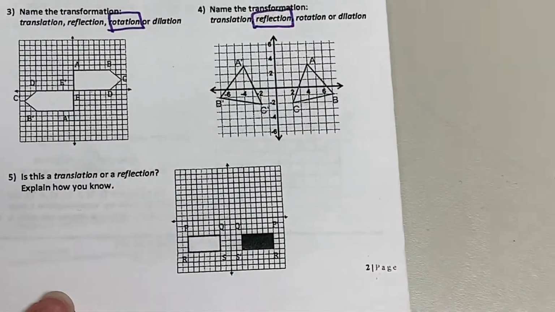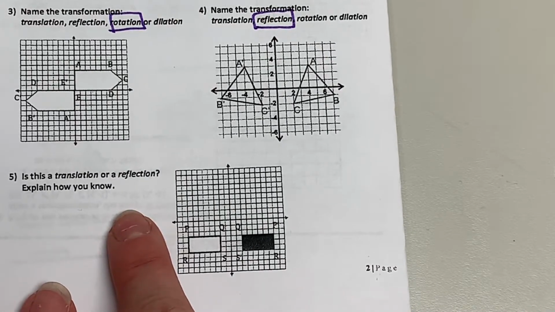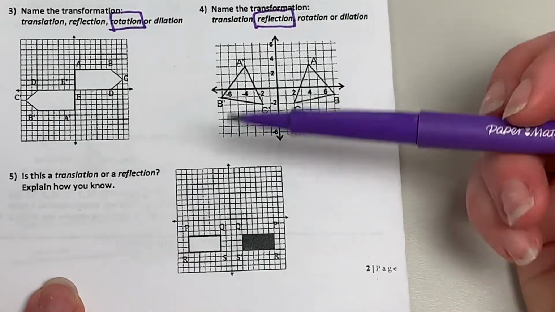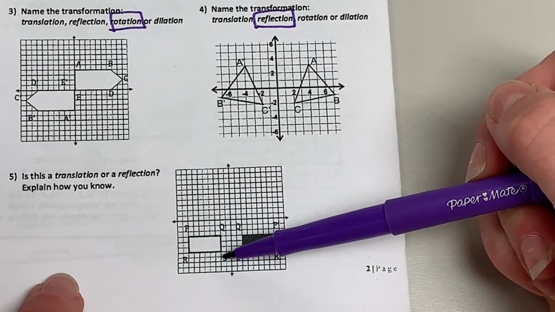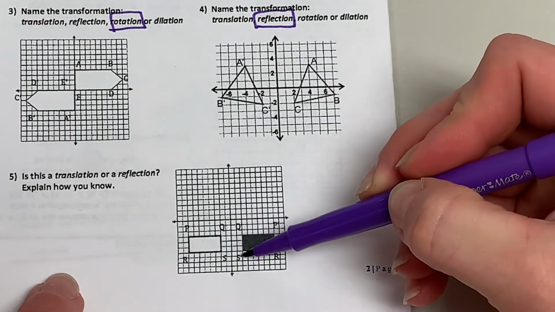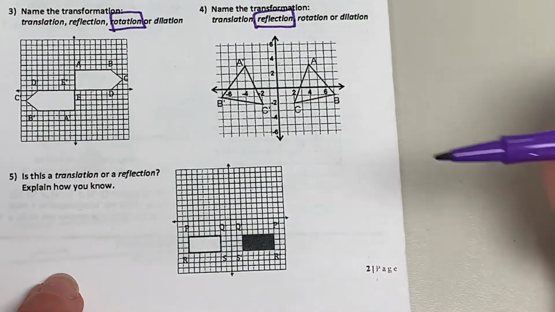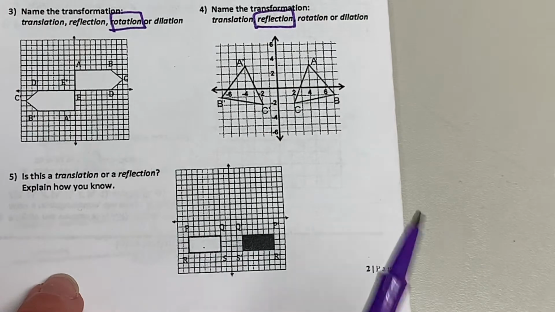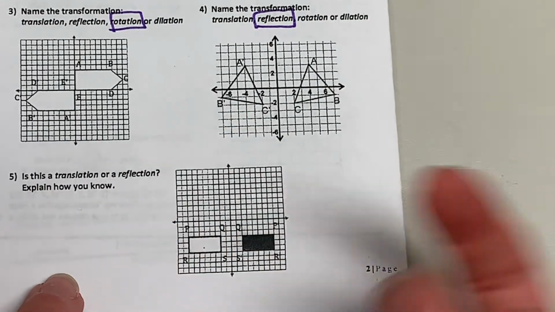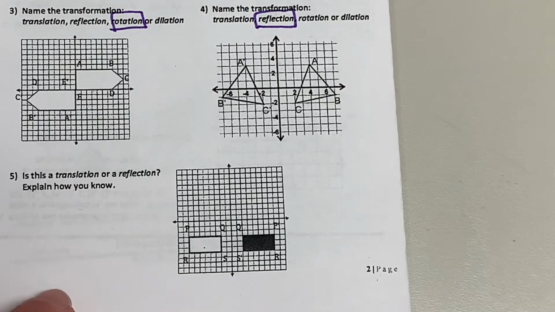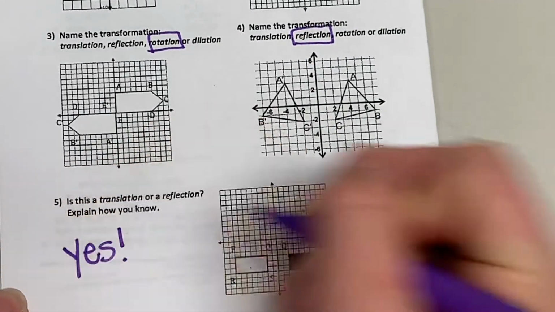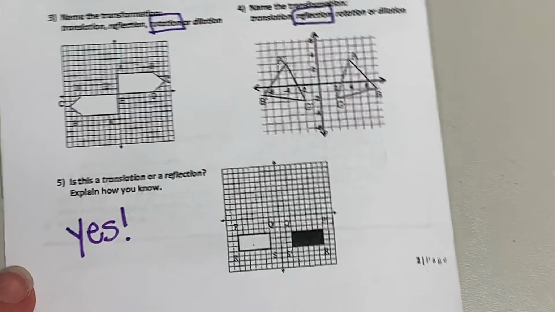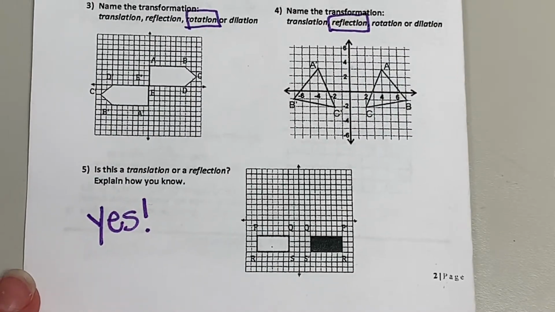Okay. Is this translation a reflection? Let's look and see. We have P, Q, R, and S. Then we have Q prime, S prime, P prime, and R prime. If I were to take this shape and I were to flip it, would my letters flip? Yes. It is a reflection. And how do we know? We checked with the letters. We checked to see what the letters did.